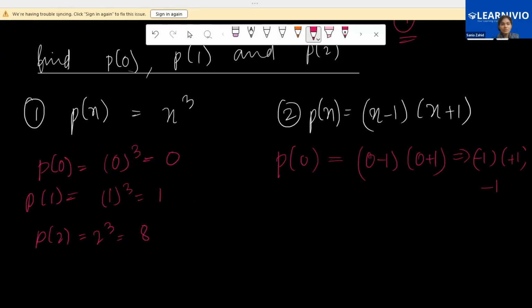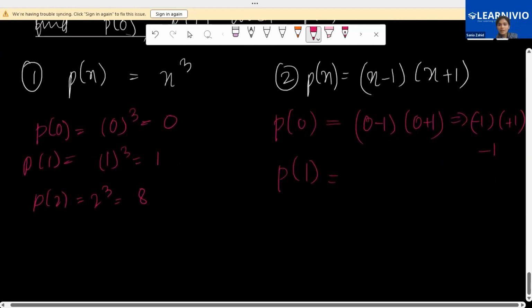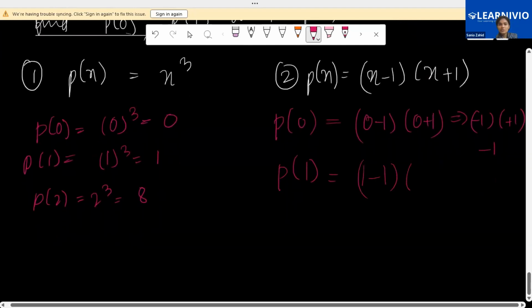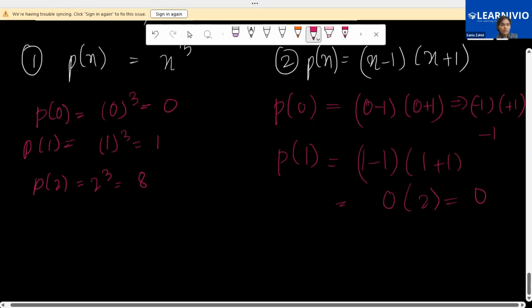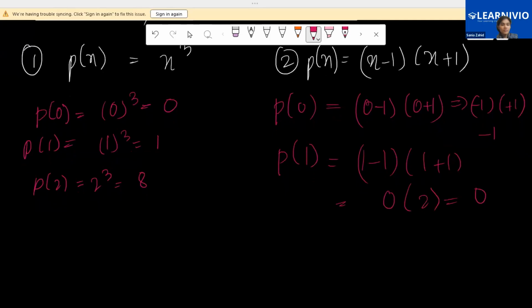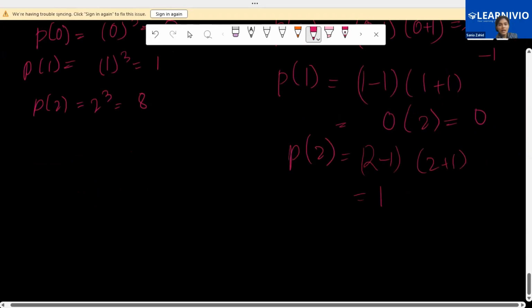Let's continue. So next we have P1 is equals to 1 minus 1 into 1 plus 1. Okay, so 1 minus 1 is 0 and 1 plus 1 is 2. So 0 into 2 is 0. Now you have P2 is equals to 2 minus 1 and then 2 plus 1. So 2 minus 1 is 1 and 2 plus 1 is 3. So 1 into 3 gives you 3.